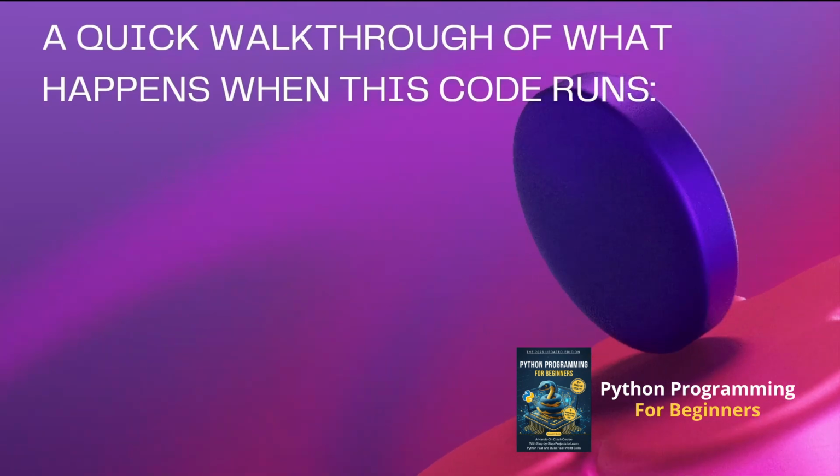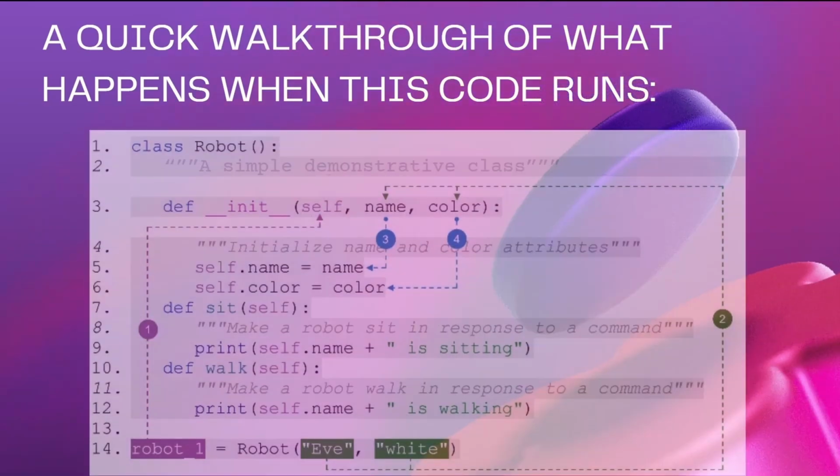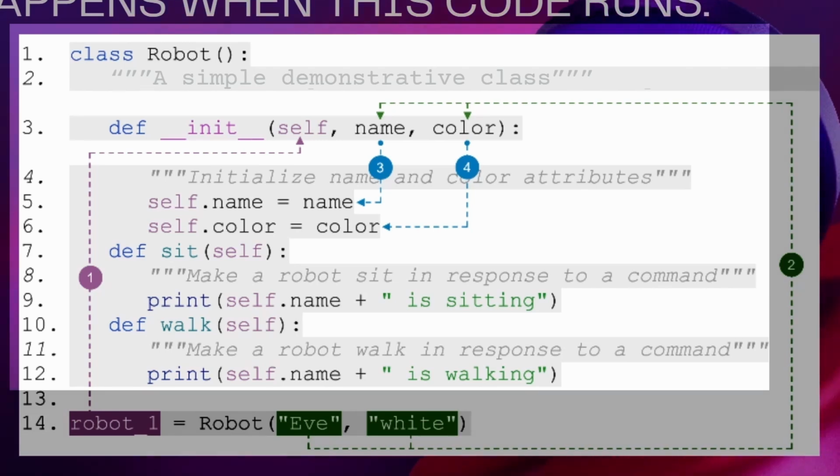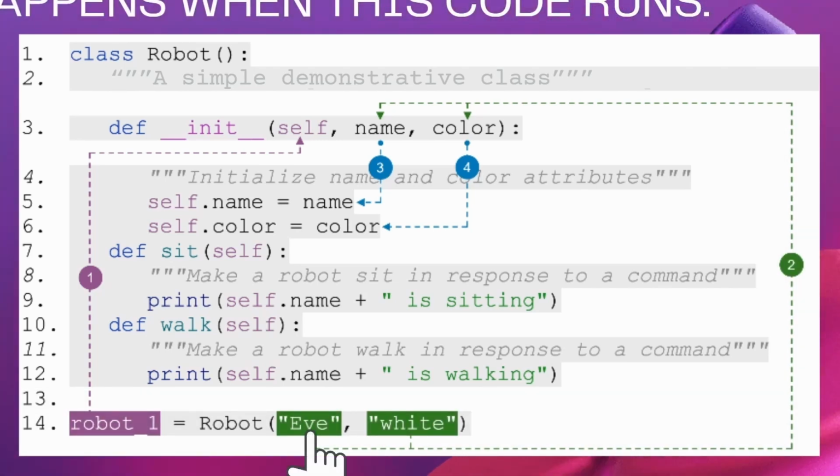A quick walkthrough of what happens when this code runs. In this line of code, we are creating a new object from the robot class blueprint. We are naming the robot Eve, assigning it the color white, and storing this new object in the variable robot_1.